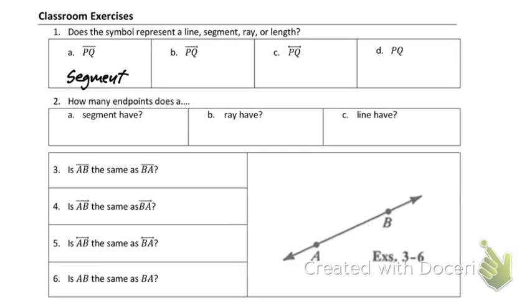All right, someone new. Next one. Yeah. Ray. That's a ray. All right, C. Line. That's a line. PQ. Yeah. That's a length.